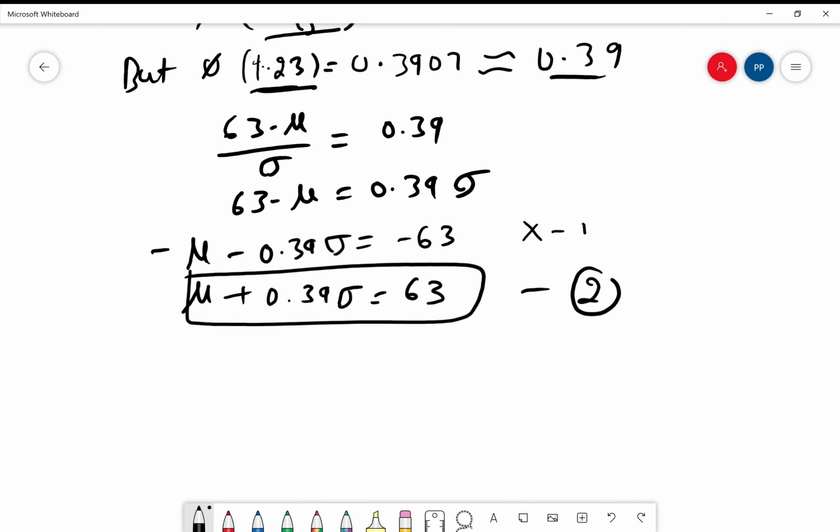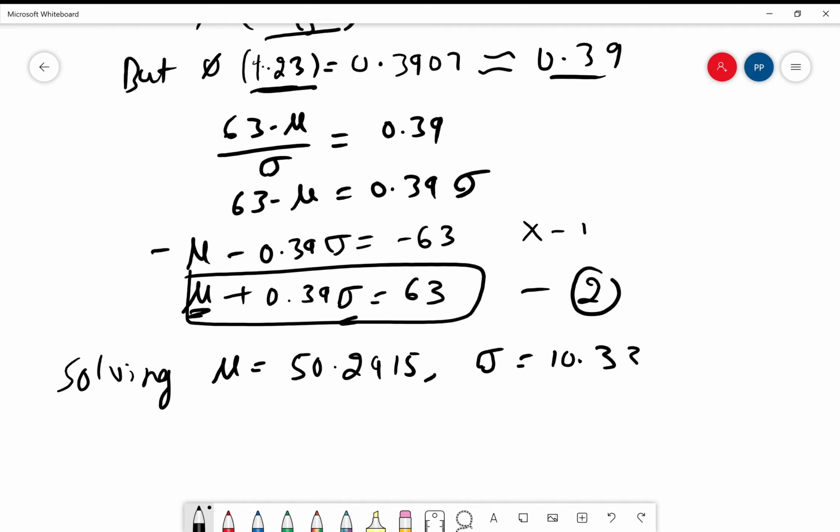Solve this using the calculator. Solving, you are getting x and y. X is nothing but mu. You are getting mu equals 50.2915, and second, y you are getting in the calculator, that y is nothing but sigma here, which is 10.3321. This is how we have to solve this problem.